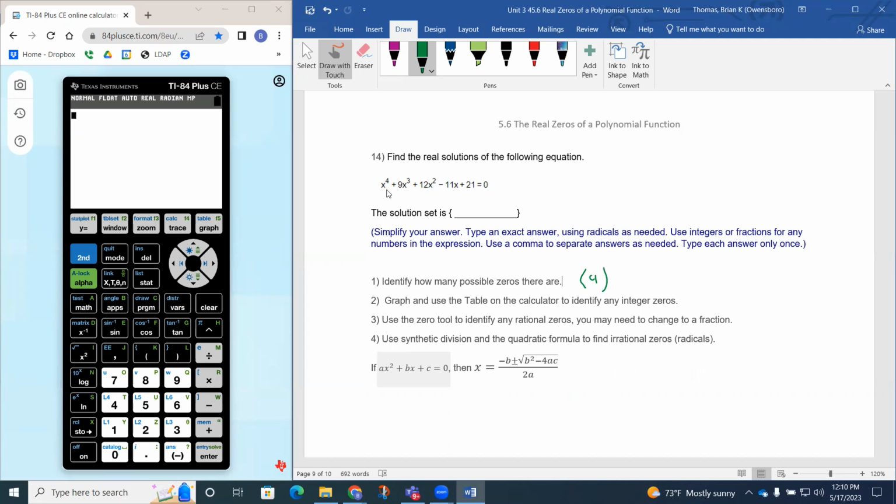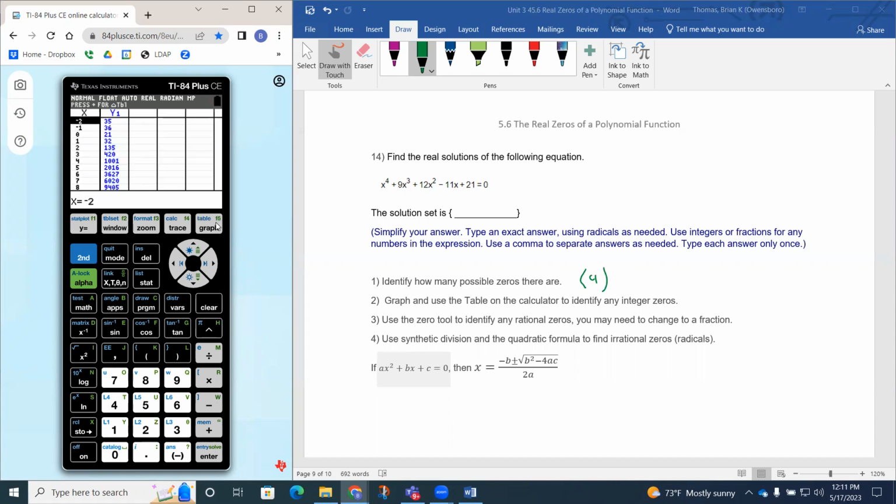Let's see if we can now put this function into the calculator and let the calculator do a lot of our work for us. So x to the 4th power plus 9x cubed plus 12x squared minus 11x, and then plus the 21. That's our function. So if we now go to the table, we can start looking for zeros.